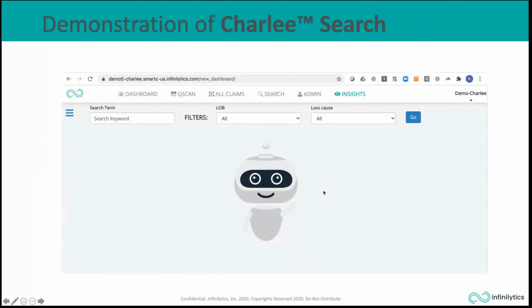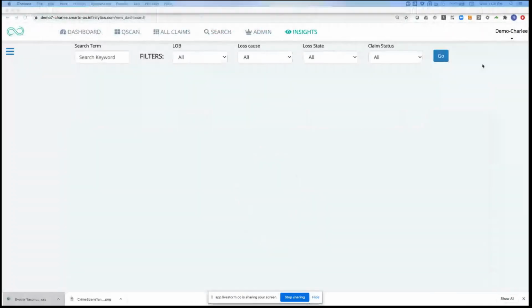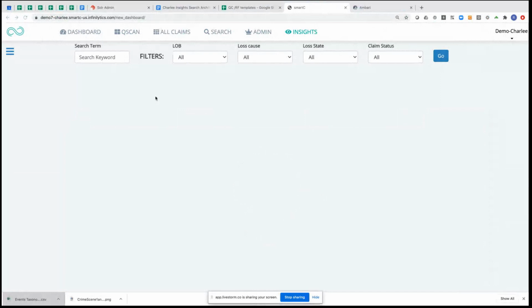So let me go to the demo and let me show you how that works. So here's the simple interface that we built for the Charlie Insights. You can enter a search term that you want to search on, and we have preloaded this demo with a set of sample claims that we have put in there. Now, once you go here, you can search for anything.